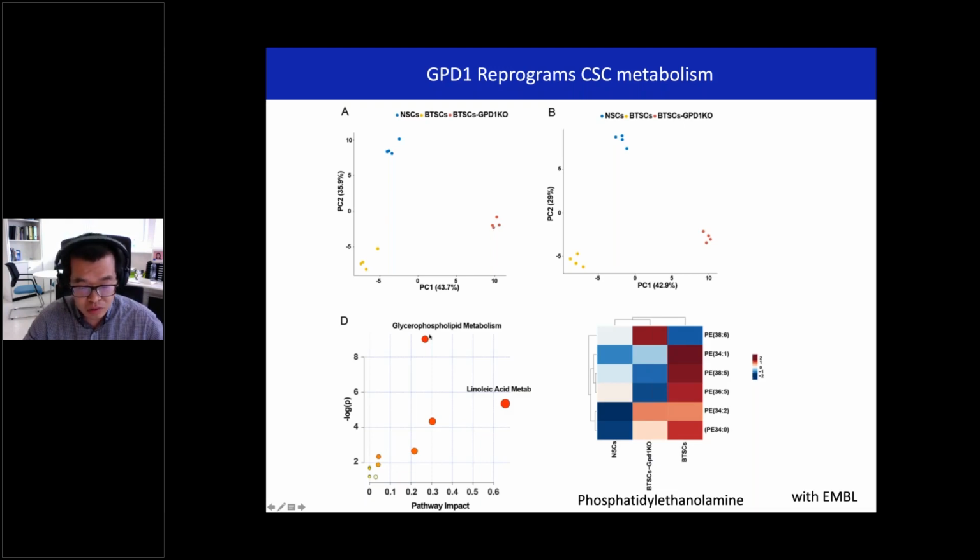And one of the most differentially affected pathways is the glycerol-3-phosphate metabolism, as expected. I show some examples of lipid species that are upregulated in brain tumor stem cells compared to neural stem cells. But if you knock out GBD1, many of these can be reversed back to the normal state, somehow toward neural stem cell metabolism, indicating GBD1 is probably driving the cell toward a cancer stem cell phenotype on a metabolic level.